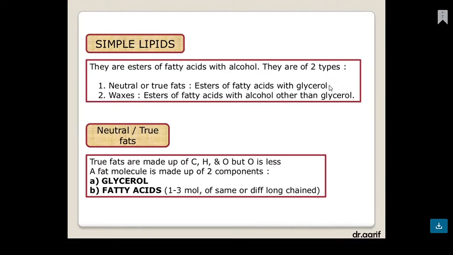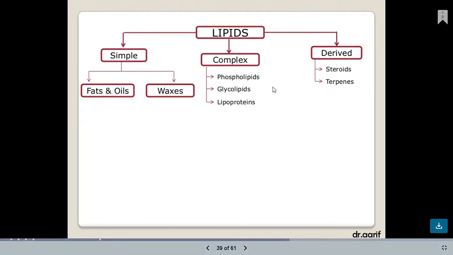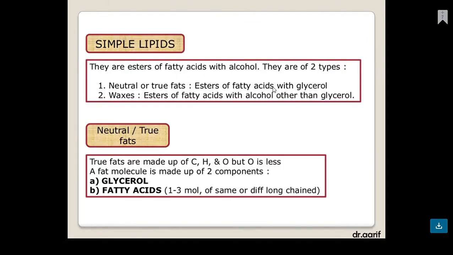Simple lipids, as I have already mentioned, are esters of fatty acids and alcohol, with two types. You have neutral or true fats, and you have waxes. So I'm not going through much further in this, because I've already mentioned it in the previous slide itself.